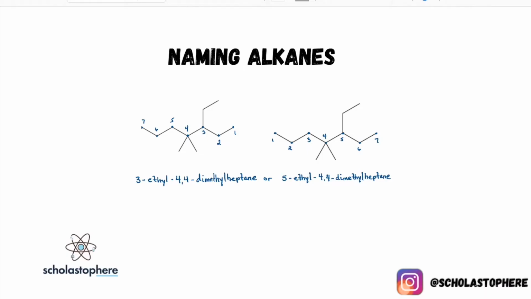In this lesson, we will discuss how to name alkanes using IUPAC. Alkanes are organic compounds that consist of single bonded carbons. Alkanes are the simplest hydrocarbons and are the least reactive. This video will feature multiple examples with detailed explanations.